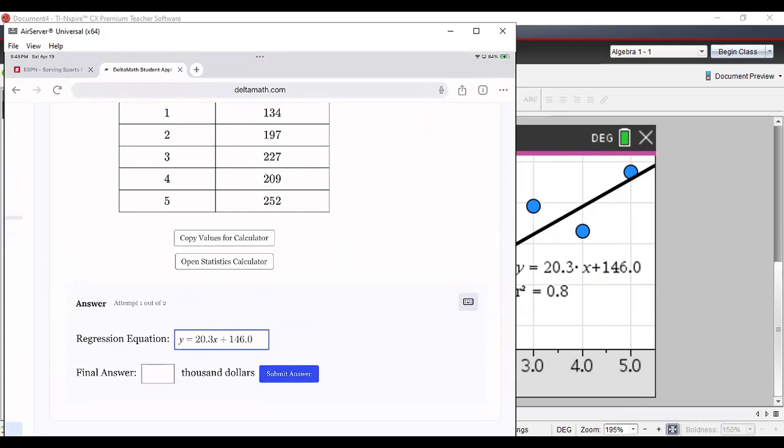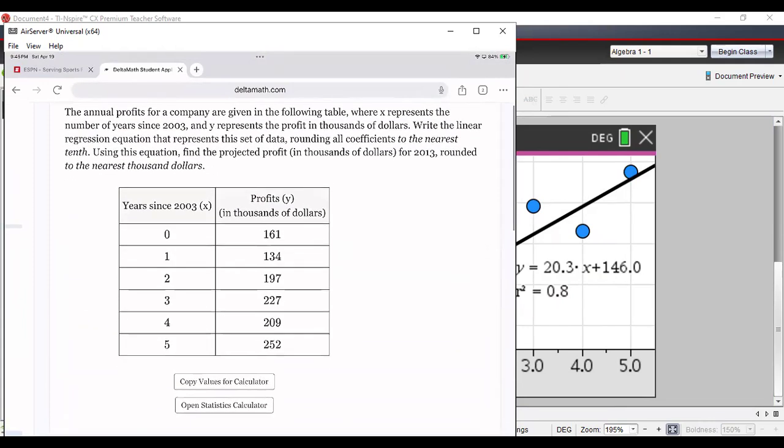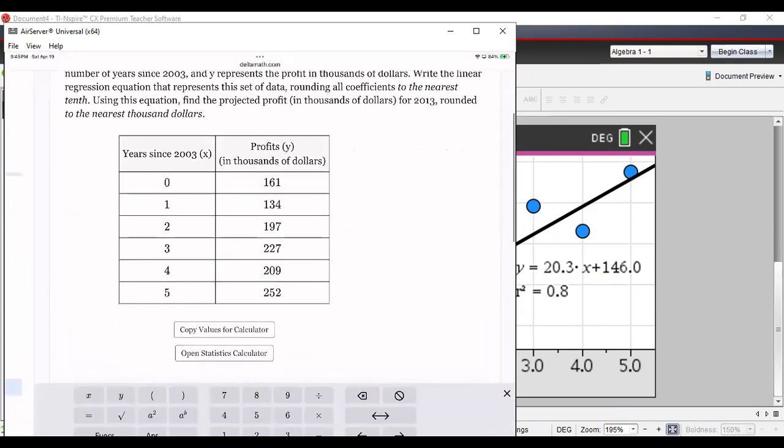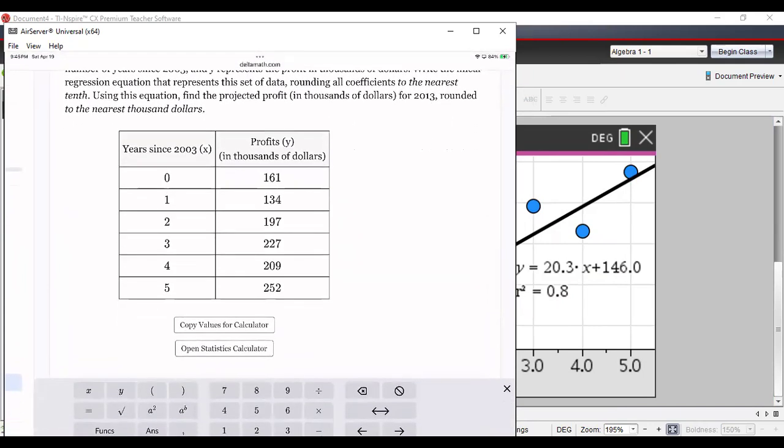Now, what we've got to do, now that we have our equation, is use this equation and come up with the output. They told us the input is the year 2013. Since our table started at 2003, all we have to do is go 2013 minus 2003. So that means in year 10, they want to know basically how much profit the company is expected to make.